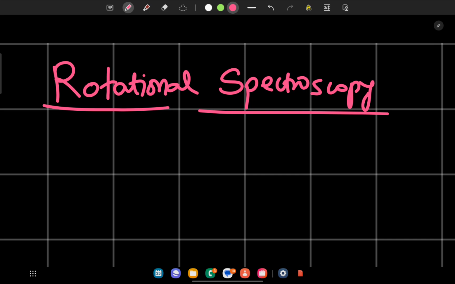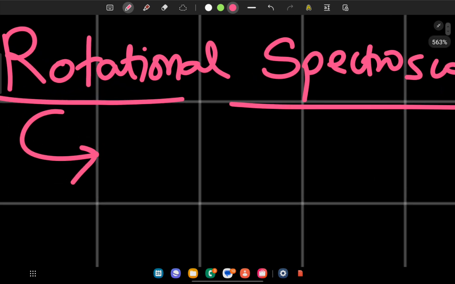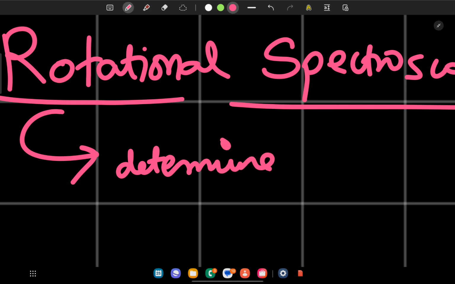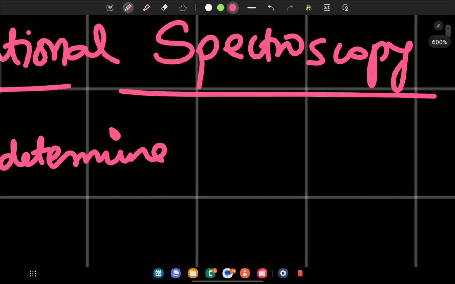To understand rotational spectroscopy, we apply this specific kind of spectroscopy on particular molecules. Why do we apply rotational spectroscopy on particular molecules? In order to determine, what do we determine using rotational spectroscopy? Precise molecular arrangement.